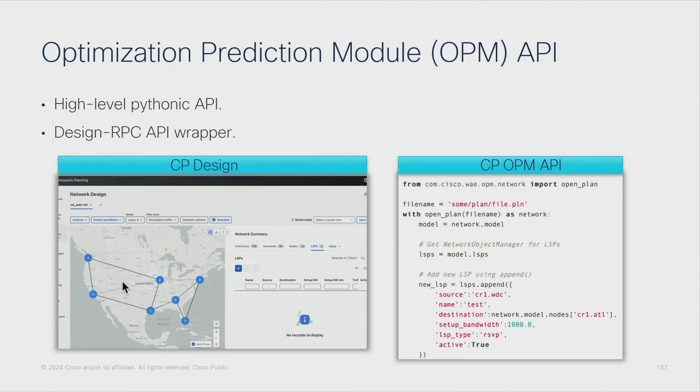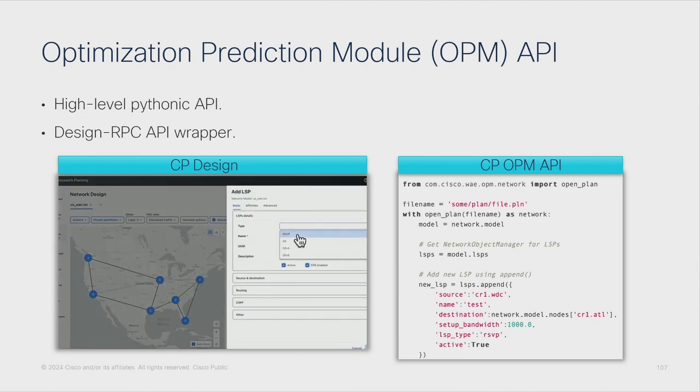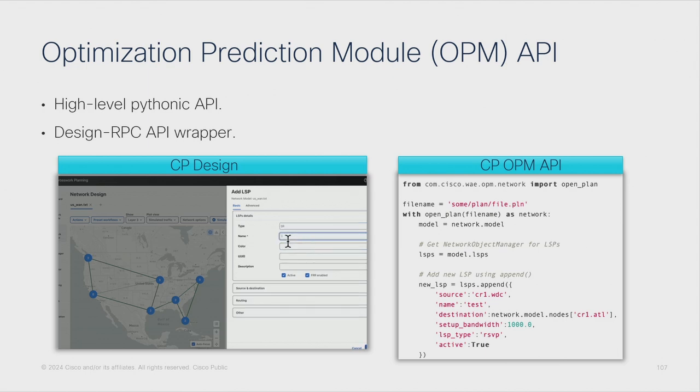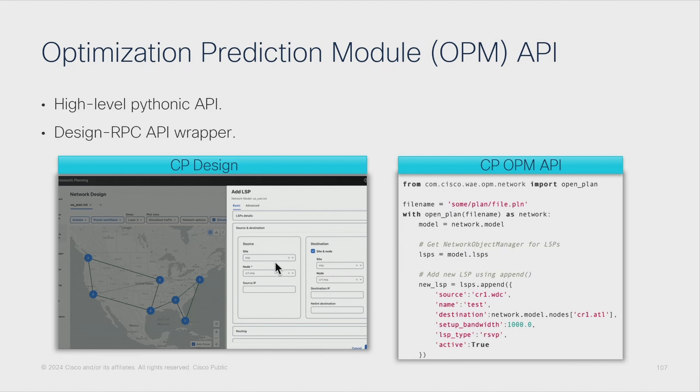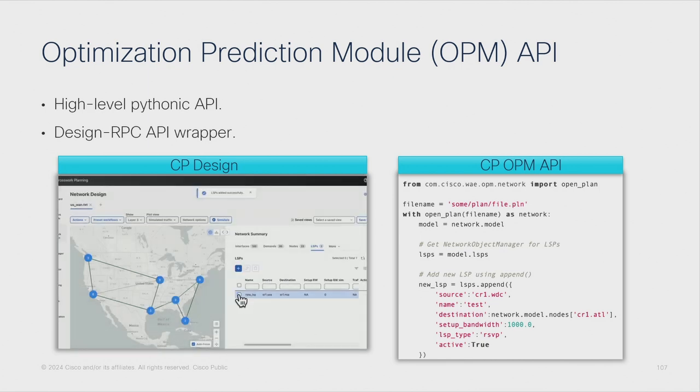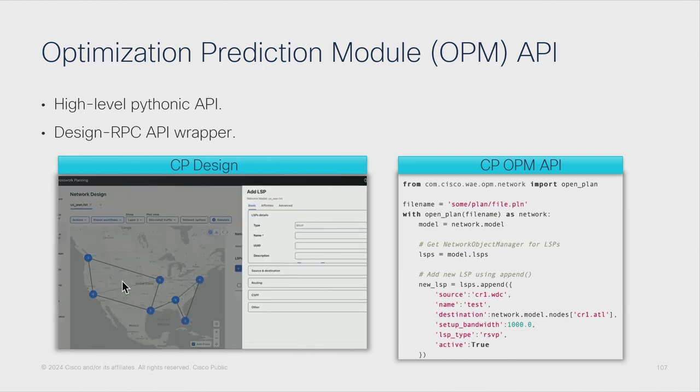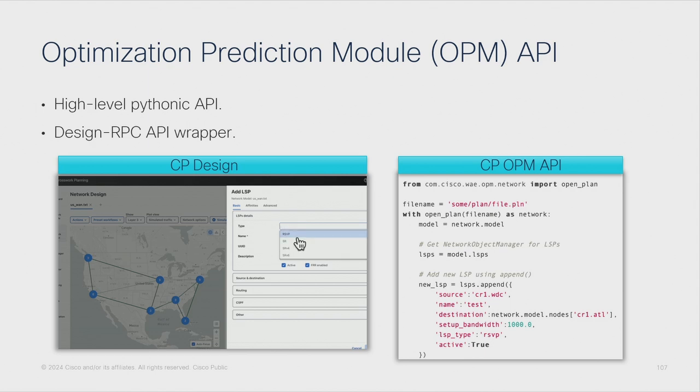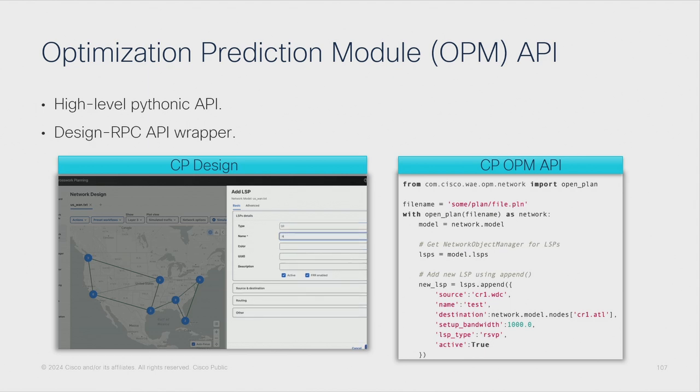So for example, if we want to access the model object, we can use network.model. And then if we want to access the LSPs object, we can use model.lsps. And then if we want to add a new entry into the LSPs object, we can use the append function, similar to any other Python standard list. In that case, we will need to pass the respective attributes of the new LSP using the append function. So this looks very simple, very easy to use, very high-level Pythonic, right?